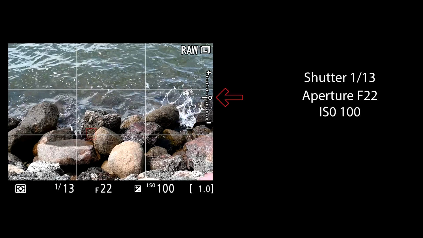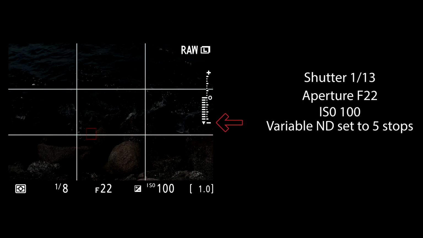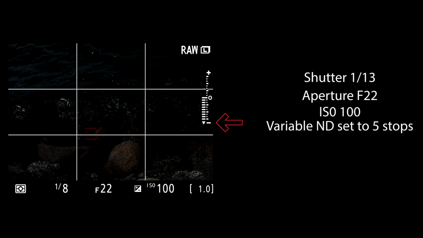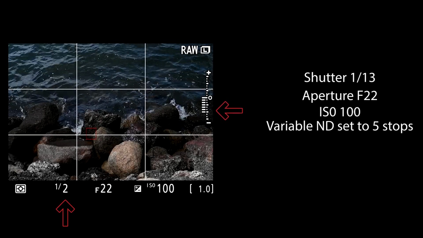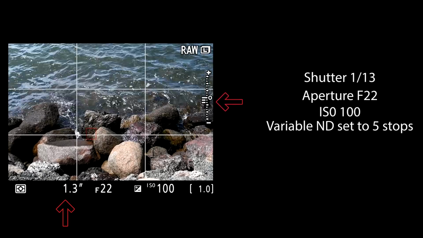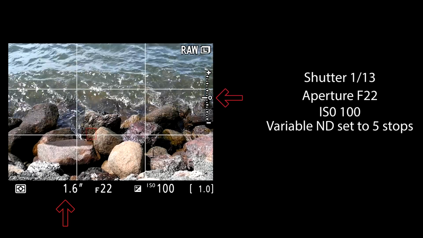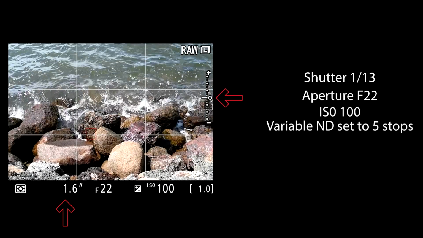Well, attaching the variable ND filter to the lens, and now I have a fourth way of controlling light. So now with the ND filter set to 5 stops, the reduction in light means I can now select a much slower shutter speed. Here, 1.6 seconds.